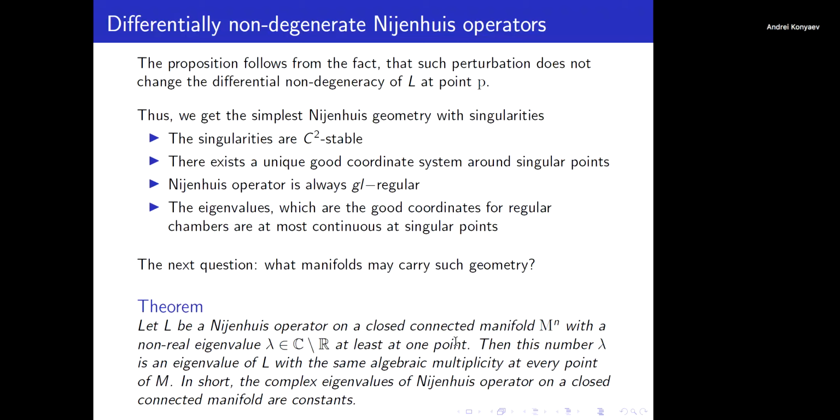Another thing is that a Nijenhuis operator is always GL regular. We discussed GL regularity when we studied the constant normal forms. I think it was lecture 6. And there we discussed what GL regularity is. It means that if you take the powers of L, they're linearly independent with the identity. And this is the case, right?